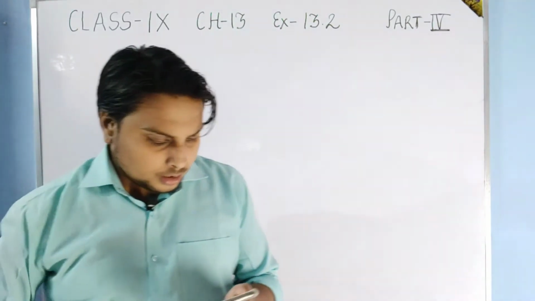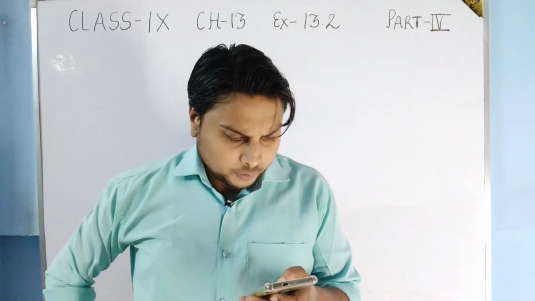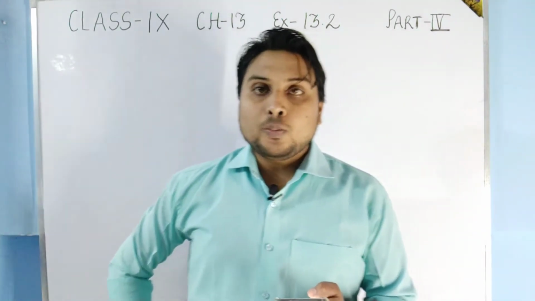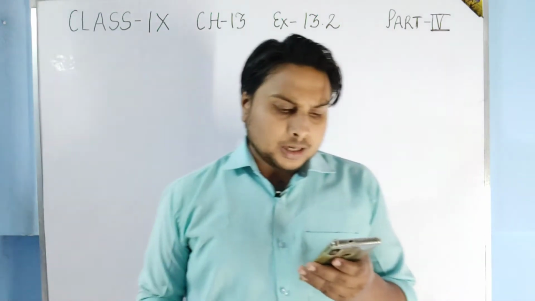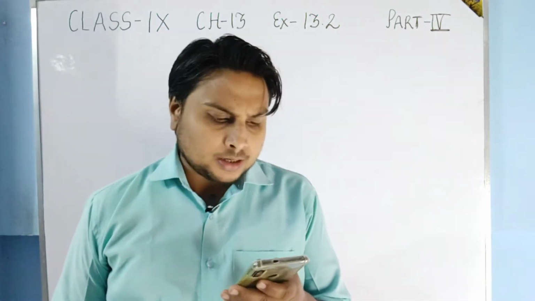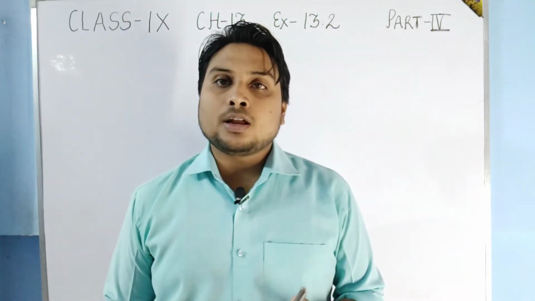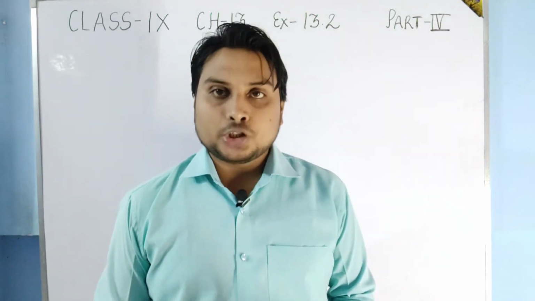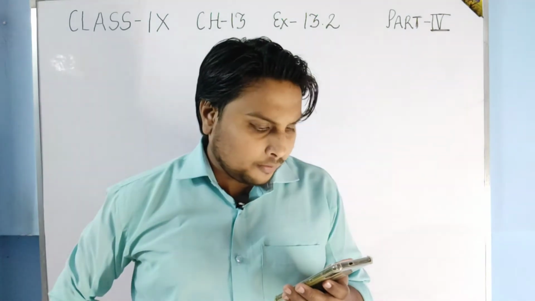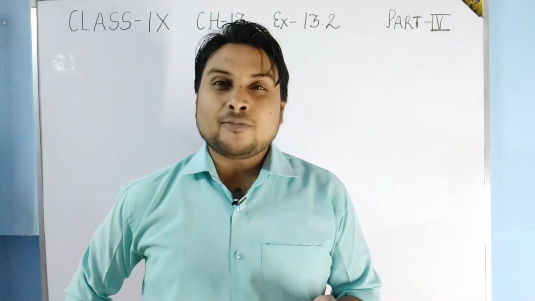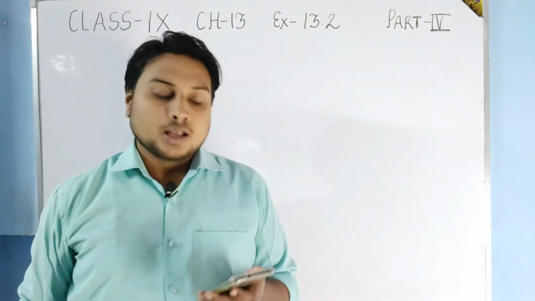Now students, coming to question number 2. The question number 2 is: it is required to make a closed cylindrical tank of height 1 meter and base diameter 140 centimeter from a metal sheet. A closed cylindrical tank is there which you have to cover with a metal sheet. How many square meters of sheet are required for the same? So we have to find how many square meters of sheet are required.